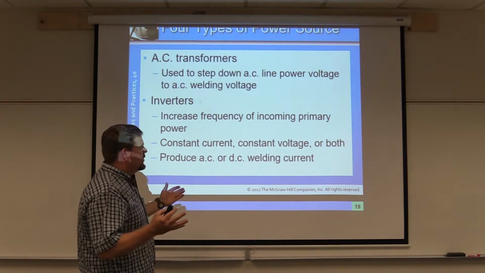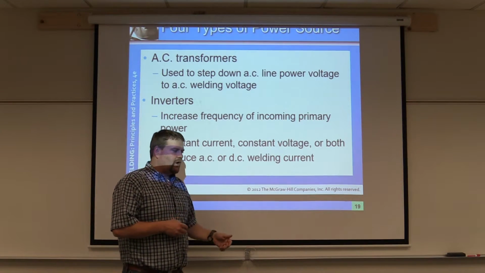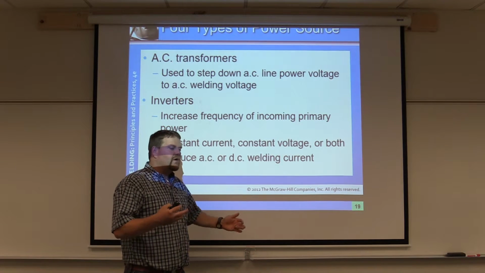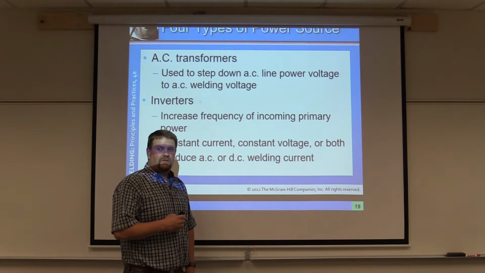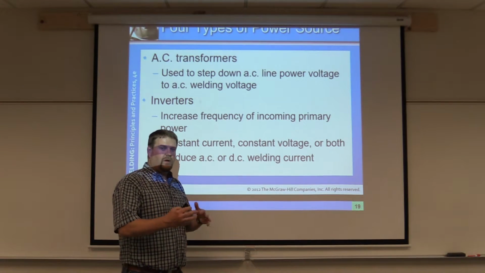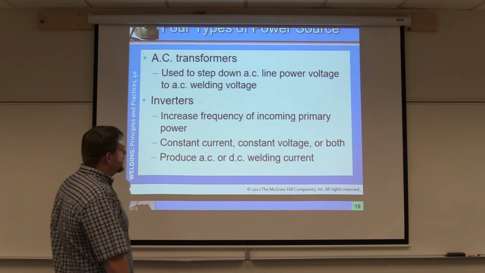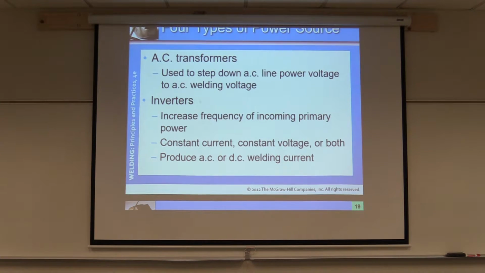You can pay, you know, the average price of these are from $1,200 to, I think, $10,000, $12,000 if you really wanted to get a multi-process machine that would do quite a bit. Be AC and DC both.